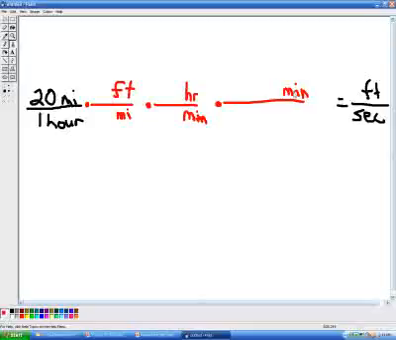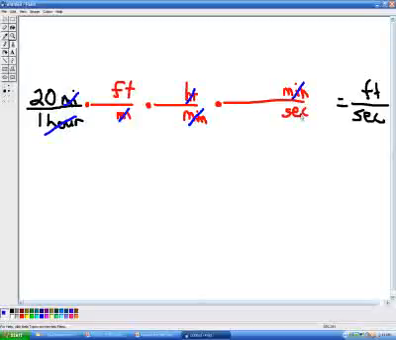And then what are we going to turn that into? We're going to turn that into seconds. Okay. Put the units in place first and then test them by canceling. Miles will cancel with miles. Hour will cancel with hour. Minute will cancel with minute, leaving me with feet per second.